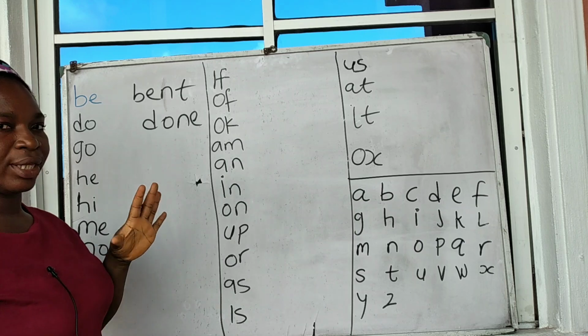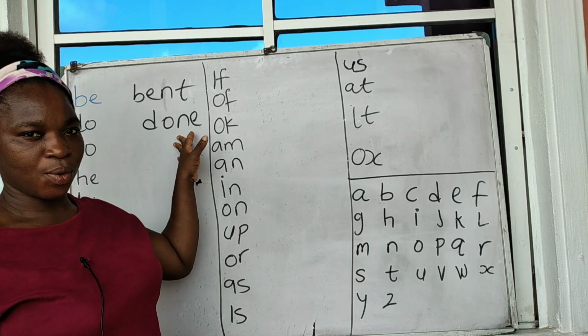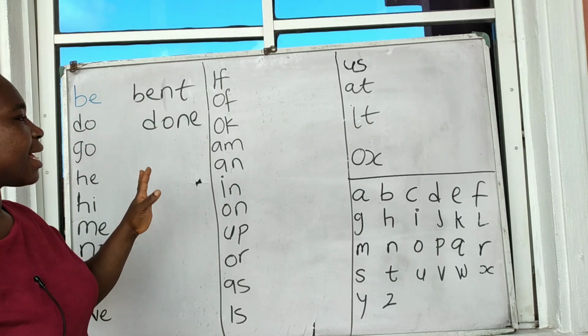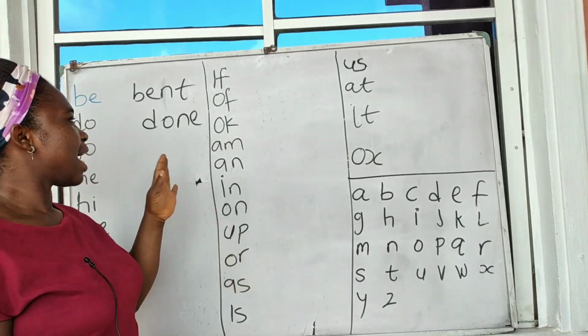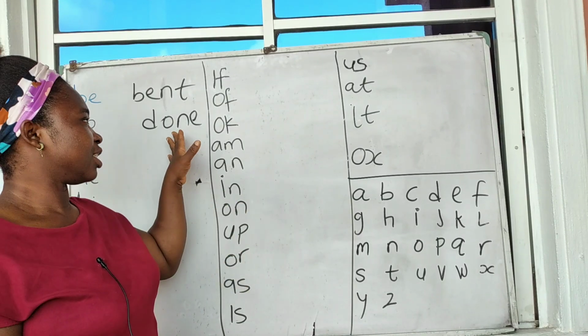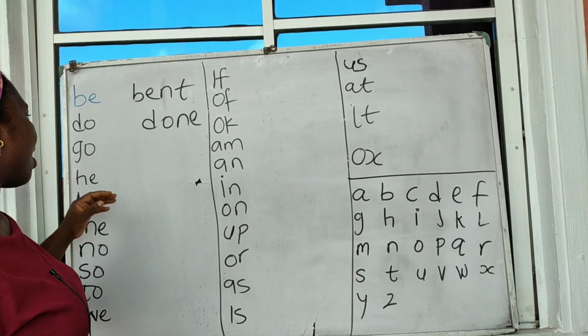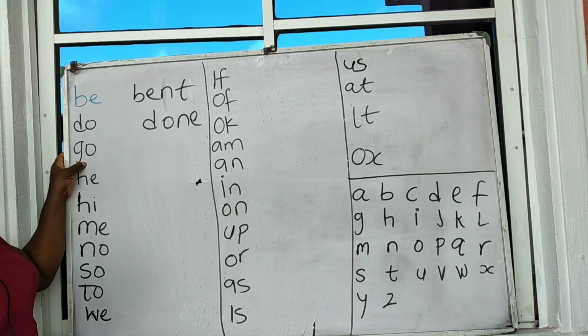I'm so done with doing this. This is the word done, okay? I'm done doing this. I'm done with this person. I'm done with this activity. Done. Okay, now we go to G-O, go.